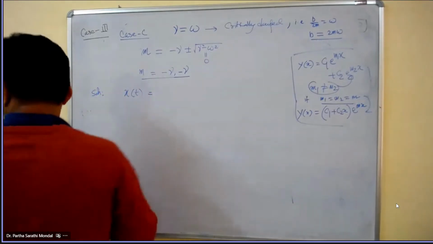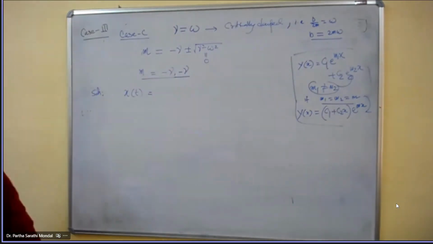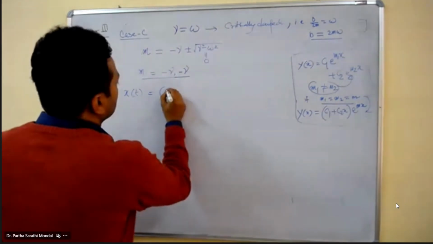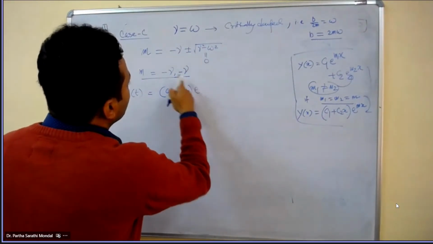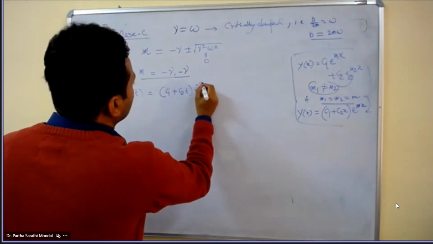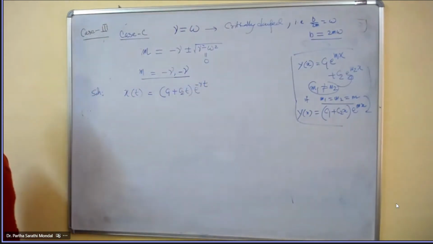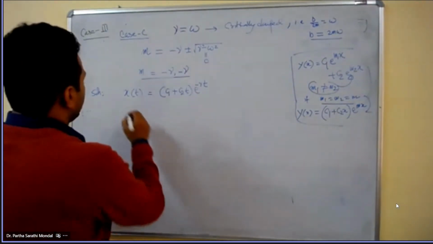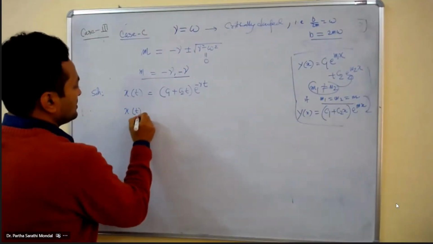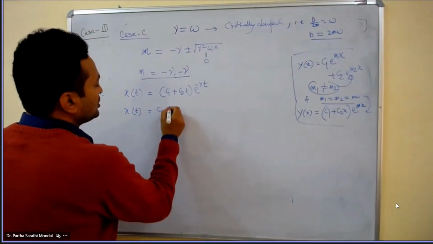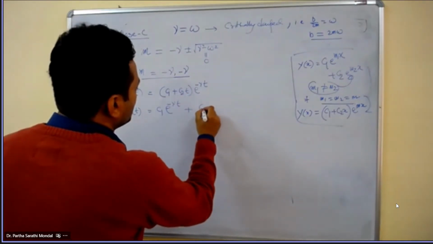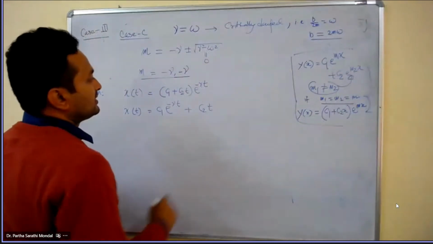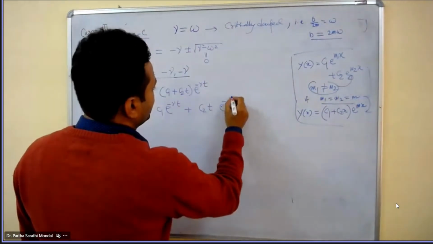Xt will become c1 plus c2t e to the power minus n. Now n is minus gamma, so it is t. Okay. So now we have a two-way again. One is c1 e to the power minus gamma t. Another way is c2t e to the power minus gamma t.